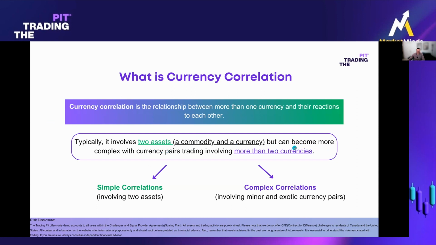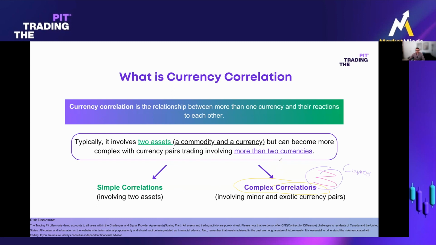but it can also become more complex when we involve the currency pairs that don't include the US dollar attached. Okay, in a nutshell, that's what we call the complex correlations, because in the equation of a complex correlation, there are three currencies.